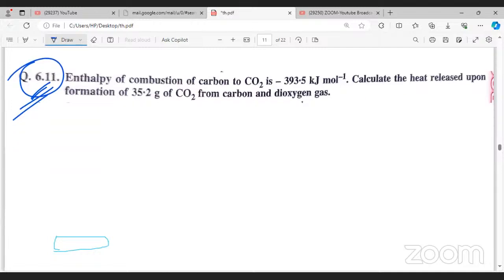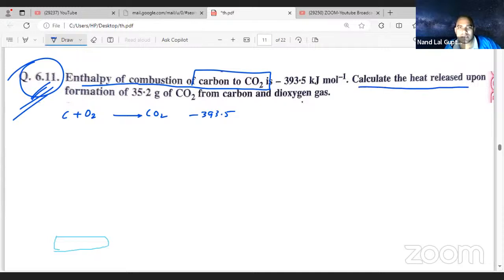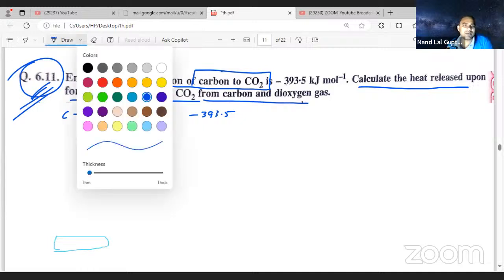So heat released upon formation. You say this type of problem you do not know how to solve, but just now we have done one. See, enthalpy of combustion of carbon to CO2. Carbon is burning, C and O2 giving CO2, and they are saying 393.5. Calculate the heat released upon the formation of 35.2 gram of CO2 from carbon. It is very simple, based on the limiting reagent type problem.